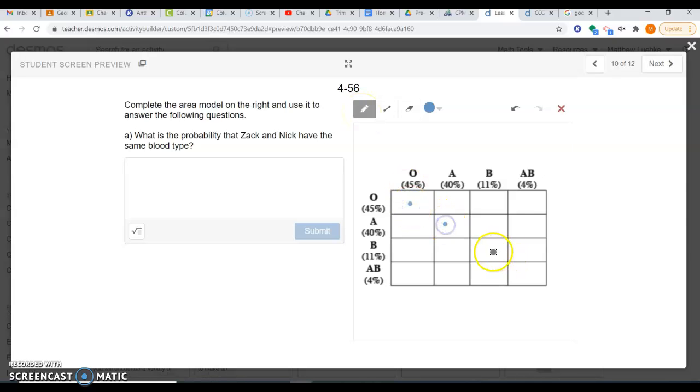Well, OO, AA, BB, AB, and you would need to add all these up because those are all the probabilities that they would be the same. Now you're probably wondering, well, what do I multiply to get in here? Well, 45% is the same thing as 45 over 100.